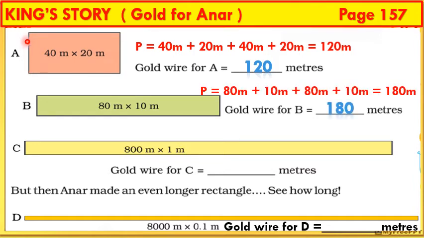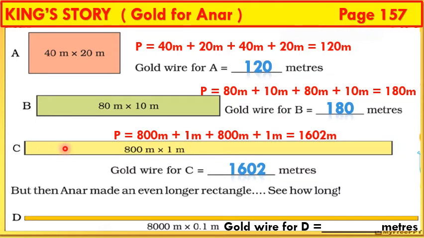Next, he made a rectangle B whose length was 80 meters and breadth was 10 meters. That is, whose area also was 80 multiplied by 10, that is 800 square meters. Then he found out perimeter of rectangle B. Perimeter is length plus breadth plus length plus breadth, that is 80 plus 10 plus 80 plus 10 gives 180 meters. So gold wire for rectangle B is 180 meters.